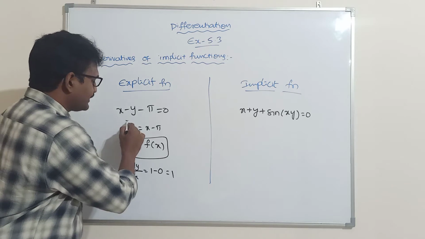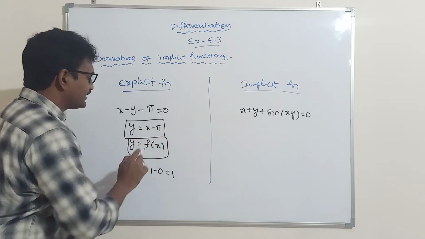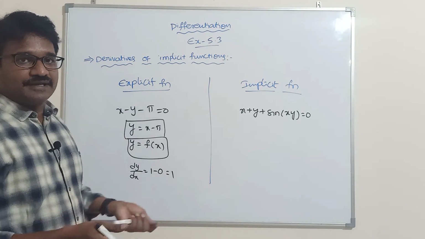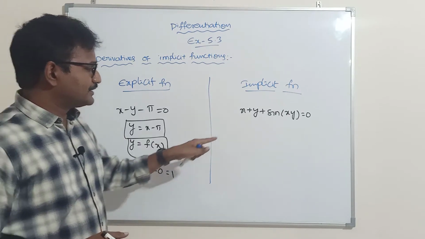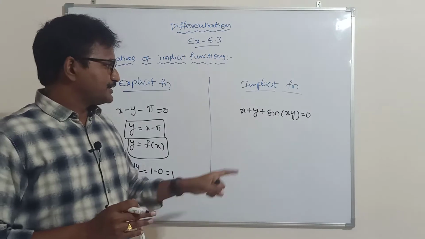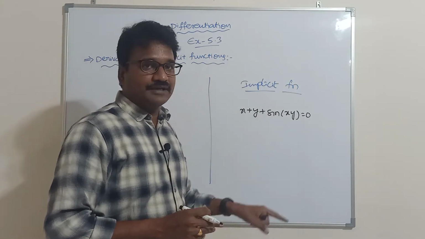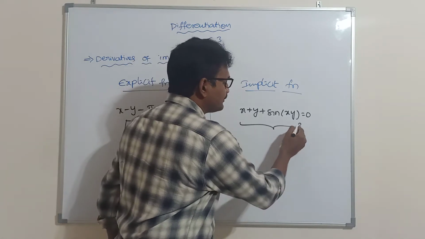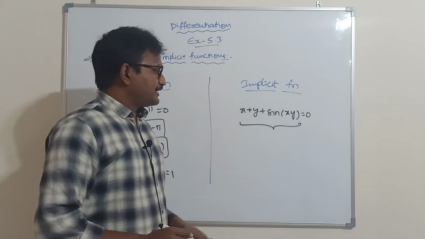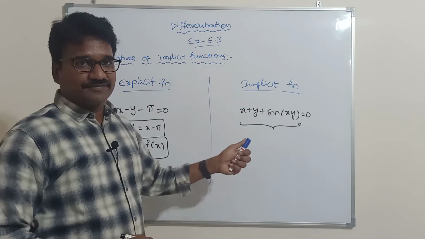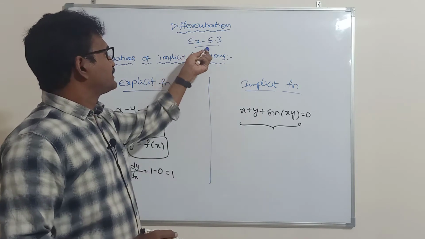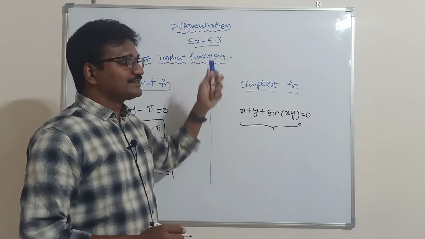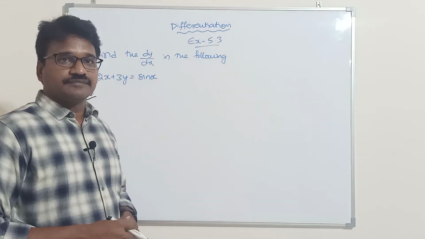Here we can separate the x variables and y variables: on the left hand side y variables are there, and on the right hand side x variable and constant are there. But in the second equation, it is not possible to separate x and y terms. So how to differentiate the implicit function? Now we are going to discuss differentiation of implicit functions in exercise 5.3.